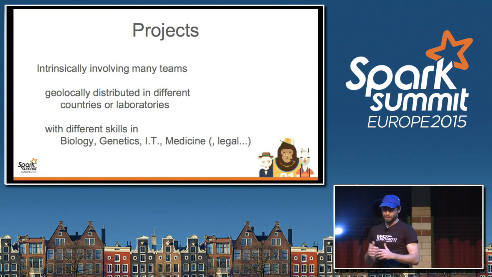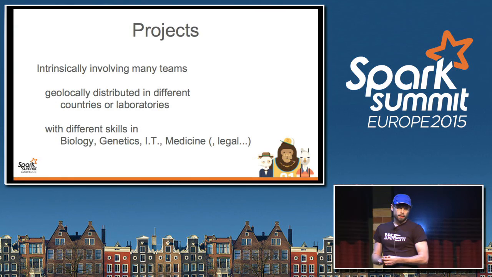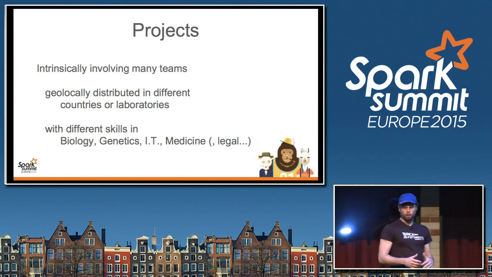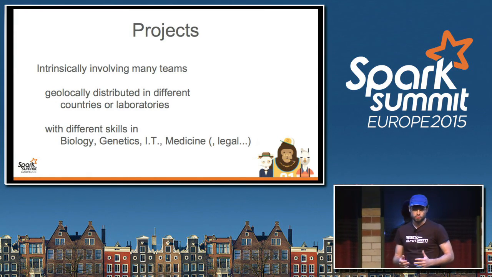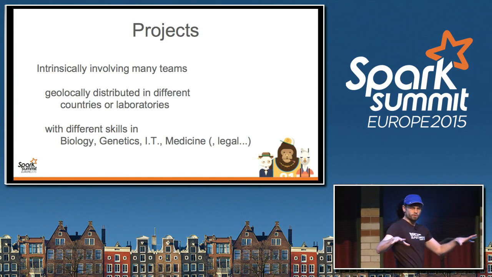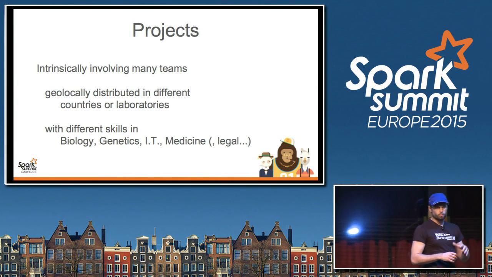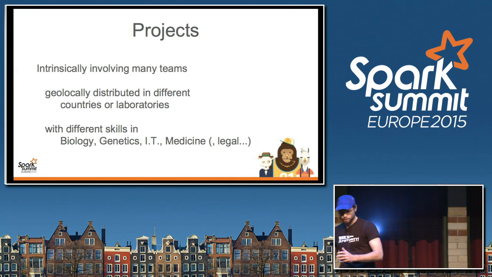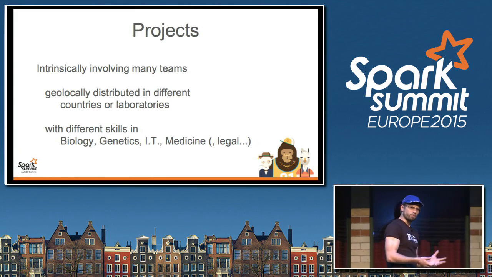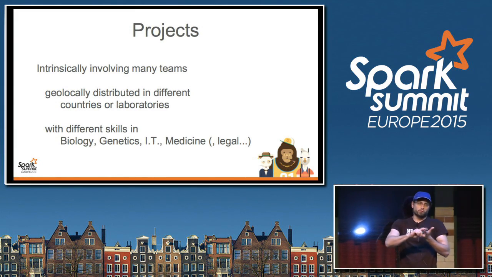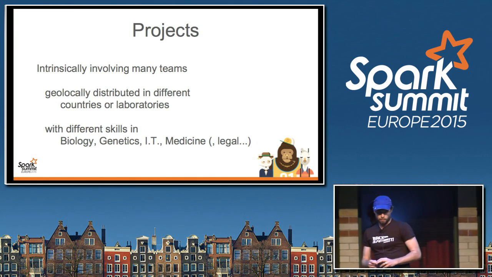So what exactly is a project in genomics? A project in genomics, interestingly, includes a lot of teams. And those teams are not generally collocated in a single place. They are quite distributed across the world. So you have teams in the US, you have teams in France, in Belgium, in Italy, whatever. And they have to collaborate in some way. And not only are there laboratories, but you also have companies, and they have other focuses.